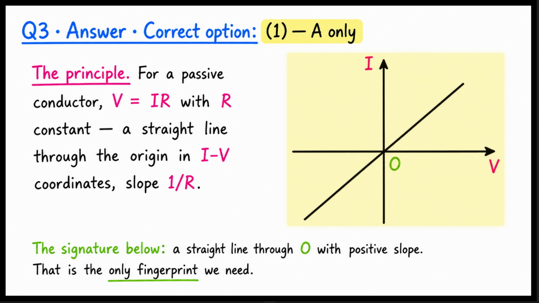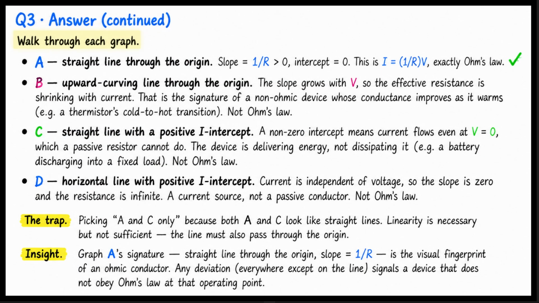The fingerprint figure makes that vivid. A clean straight line through O, with slope 1 over R, that is the only visual signature we are looking for. Now walk through the graphs. Graph A is a straight line that does pass through the origin. Slope is positive, intercept is 0. This is exactly I equals 1/R times V, which is Ohm's law, tick.